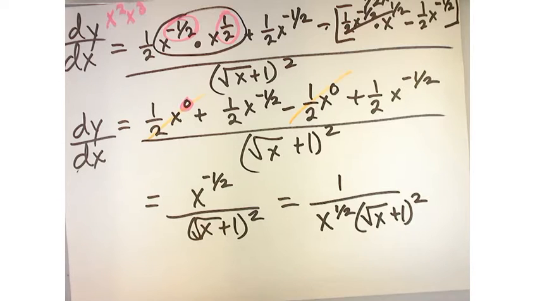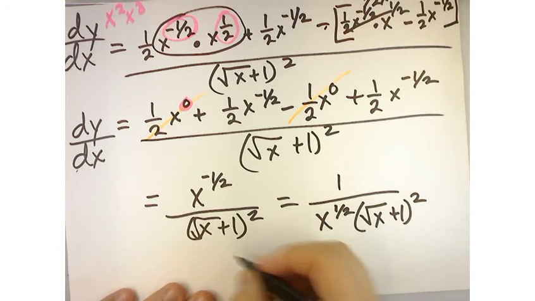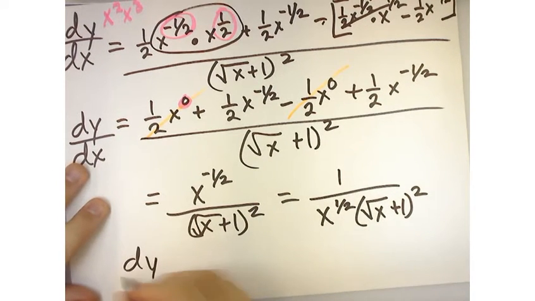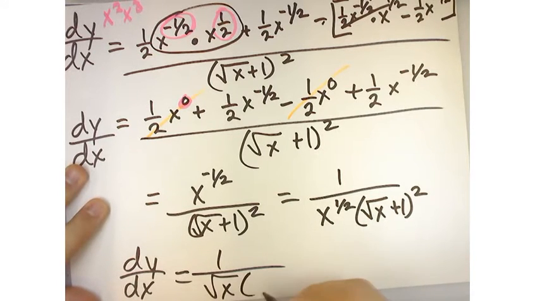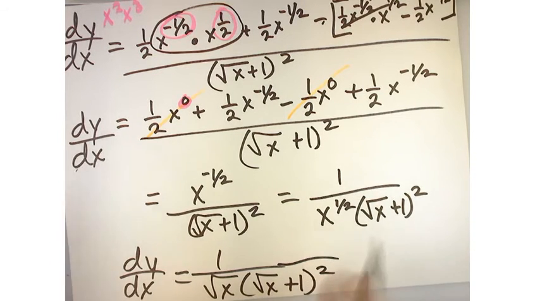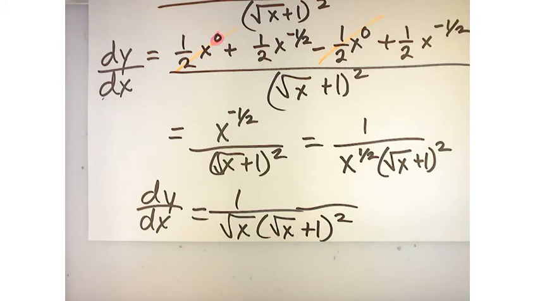Am I doing good so far? Any mistakes so far? You're golden. Good. I think that's it. Let me just double check, make sure we're on track. There's a 1 on the front. So now this becomes dy/dx is equal to 1 over the square root of x times the quantity, the square root of x plus 1 squared. And we'll just leave it at that for right now. Okay? Any questions?